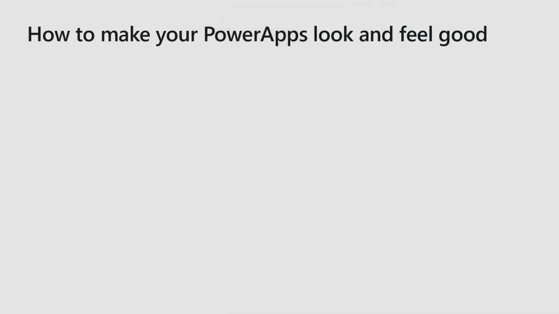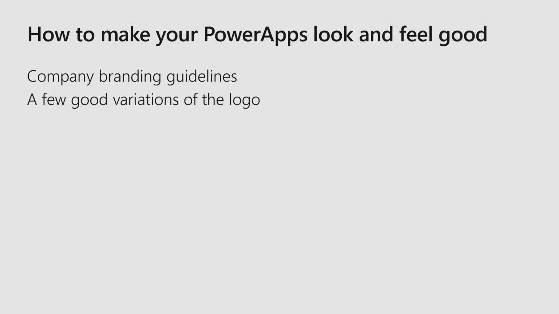So what do you actually need when you want to make your Power App look good? First, dig out those company branding guidelines. They have information about the color schemes you need to use. They have information about logos, how to use logos, and which kind of parameters there are for using the logo. Should it be up top or in the bottom left, or what is the correct place to put the logo? And then you need to have a few good variations of those logos, like different color schemes, maybe a transparent background one, so that you can see in your Power App which actually works for you.